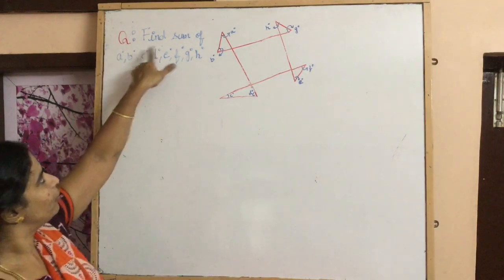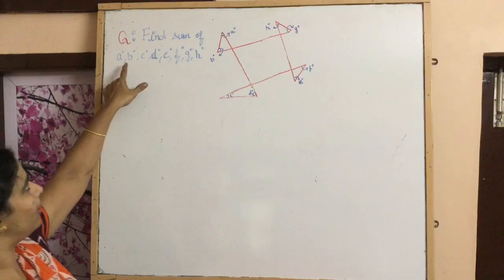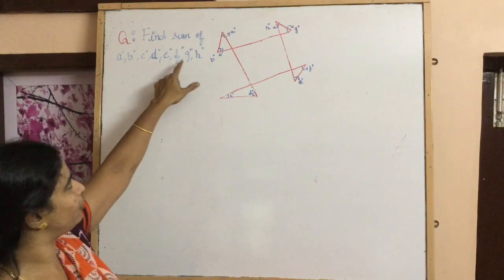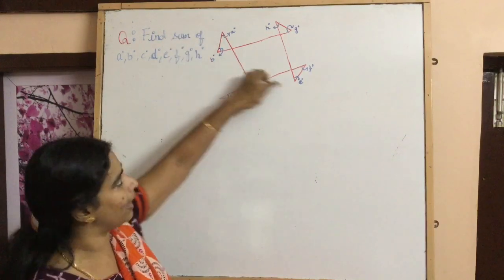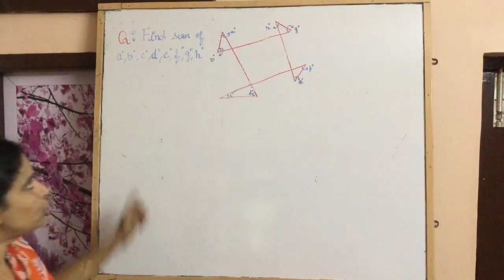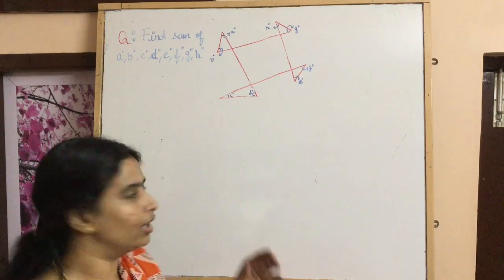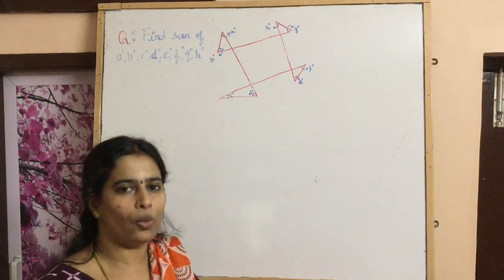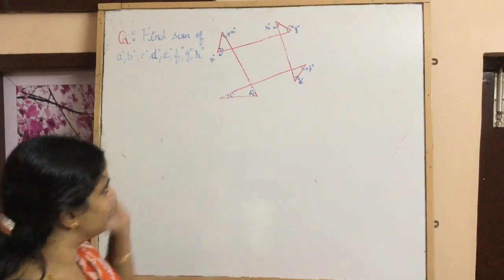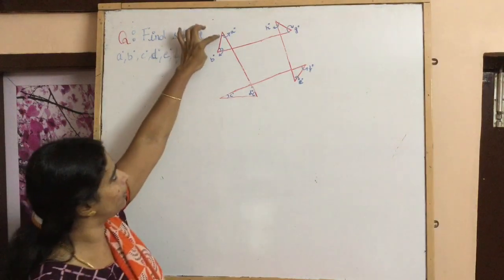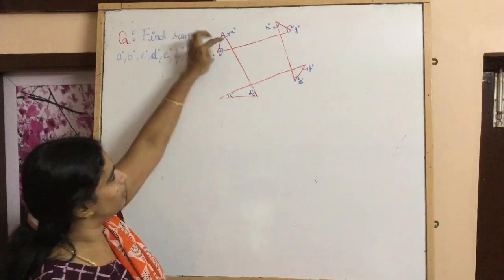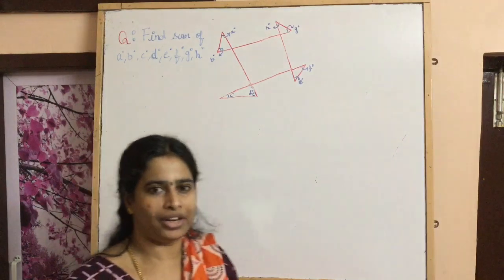The question is, find the sum of the angles A, B, C, D, E, F, G, H. These are the angles marked in the given figure. So we have to find the sum of the angles. Let me go methodically as to how we can derive the answer. As we know, the sum of the angles of a triangle is 180 degrees.